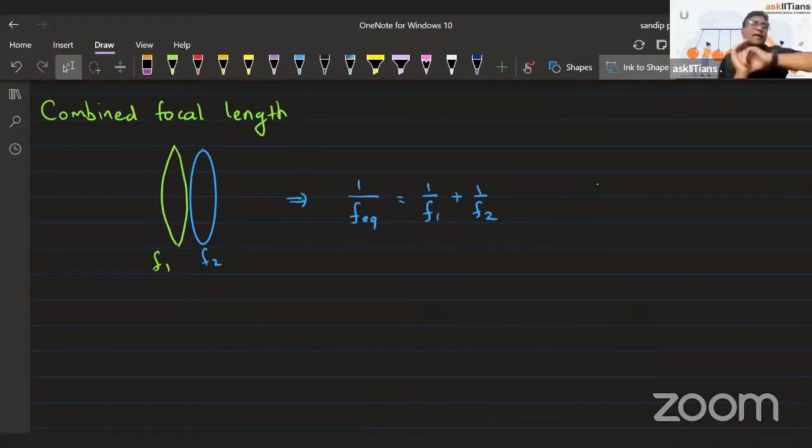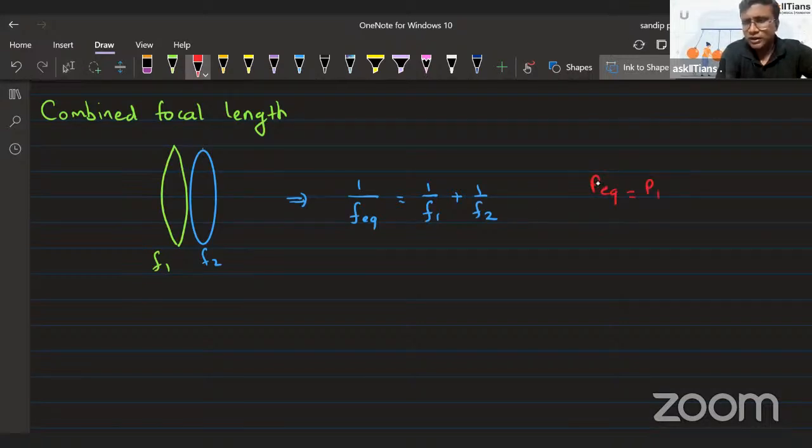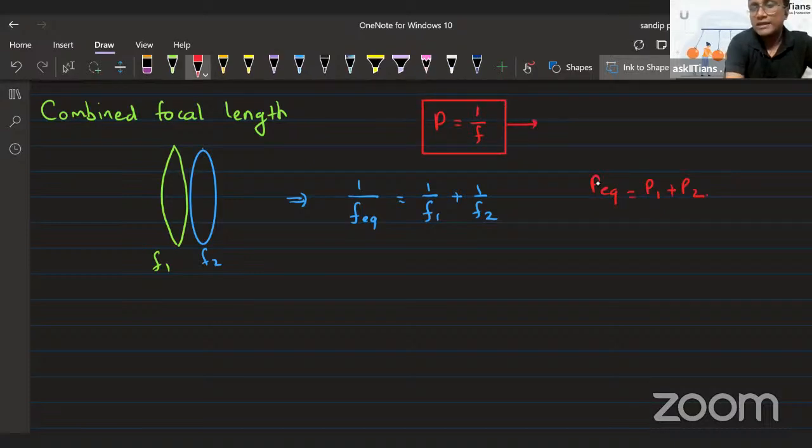One more thing you can remember is power. The combined power, or the basic formula for the power, is P equivalent is equal to P1 plus P2. Why? Remember the power formula, power is 1 by F. But the very important thing to notice in this power formula is to use F in meters. Because most of the time in many numericals, focal length is mentioned in centimeters. But if you are doing the calculation for the power, make sure that focal length is measured in meters, right?